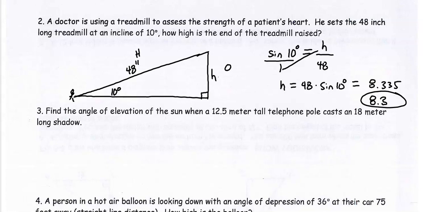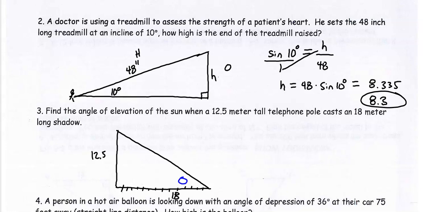All right, number 3, find the angle of elevation of the sun when a 12.5 meter tall telephone pole casts an 18-meter shadow. So we have a telephone pole that is 12.5, casts a shadow on the ground. So this is my shadow down here, and that's 18. And we need to find the angle of elevation. So we need this angle right here. So put my guy down there, opposite, adjacent.